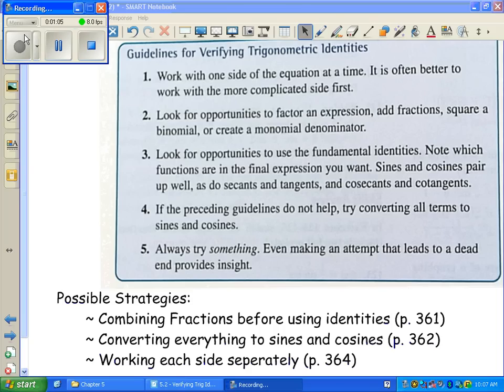And number 5 is crucial. You always try something. Make some kind of attempt. It may lead you to a dead end, but this will give you some insight on where you really should be going. And I do this all the time. I try something and it doesn't work, so I have to go back and start over and try something different. So your possible strategies that we just talked about are combining fractions, converting everything to sines and cosines, and working each side separately. There are page numbers in the book if you want to read a little bit more about that.